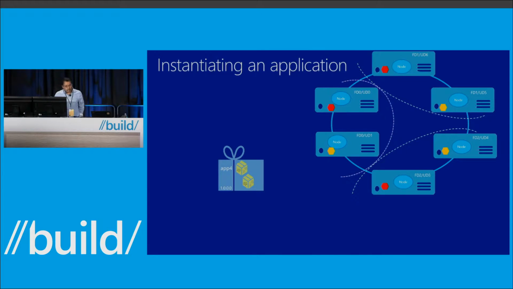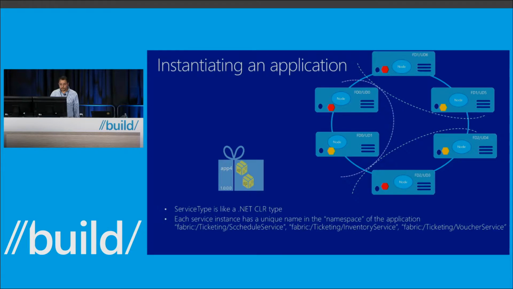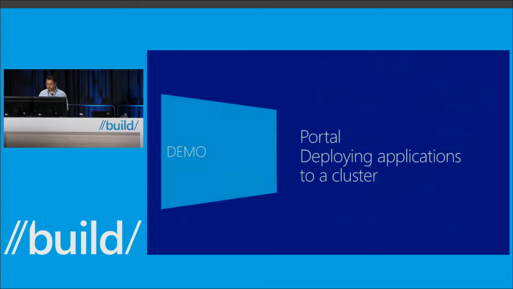There are also the concepts of scaling up and partitioning, which I will talk about later. So let me just show you how these are done. One other thing I wanted to specifically call out: every service instance has a unique name in the namespace of the application. That is actually how you address those service types which you just instantiated. Okay. So, demo.